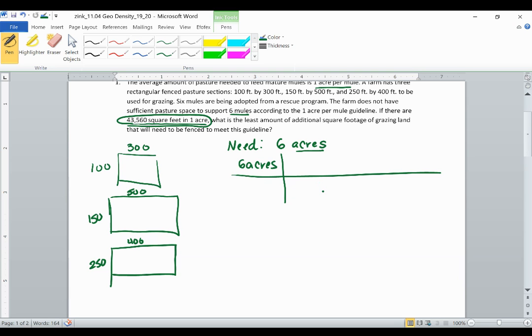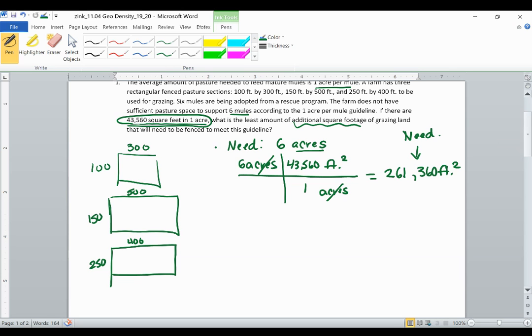So I want acres to cancel out. So I'm going to put acres on the bottom and I'm going to put square feet on the top. So I know there's 43,560 square feet in 1 acre. Now I'm going to multiply straight across the top, straight across the bottom. The bottom is just going to be 1. Our acres cancel. We're left with 261,360 feet squared. So this is how much square footage we need to have. They want to know what we have to add on.